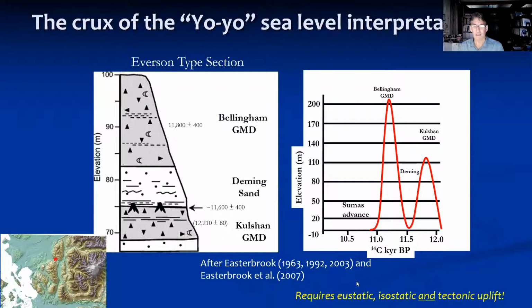Okay. The key about this is because of the double hump here, that requires eustatic and isostatic changes that we know are happening, but it also requires tectonic uplift. You can only get really one hump here with just eustatic and isostatic.